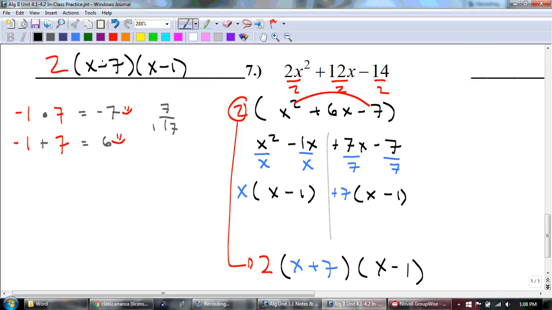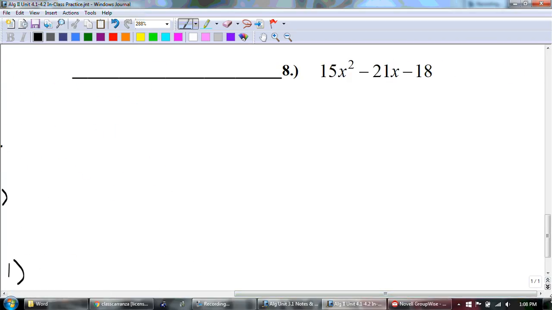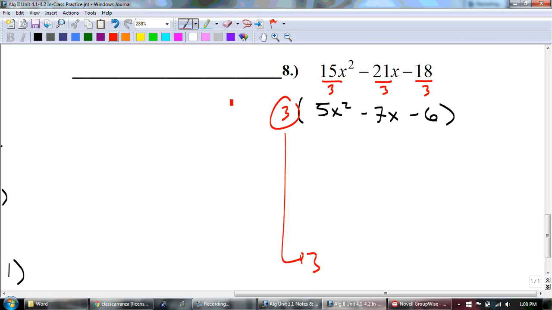Okay, I'll make that look a little nicer. Okay, last one. Remember, take the GCF out first. The number that goes into all of those is a 3. So then we have 5x squared minus 7x minus 6. Bring that 3 down into your final answer so you don't forget.